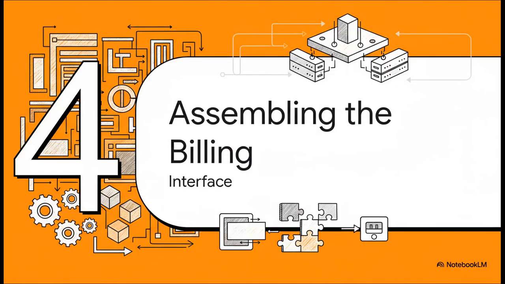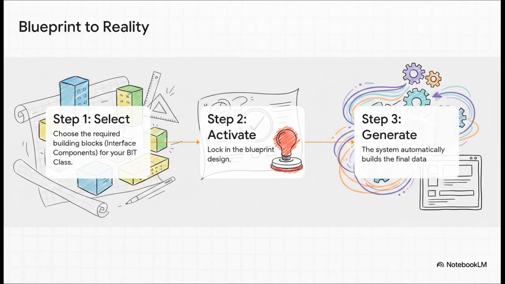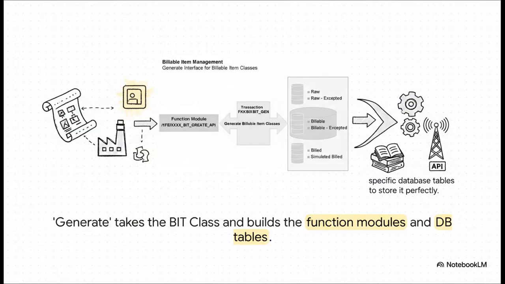Okay, so we've got our custom blueprints and our library of standard building blocks. Let's see how they actually come together to create a real working data interface. The process is wonderfully straightforward. First, you put on your architect's hat and select your interface components, your building blocks. Second, you activate the configuration, which is kind of like getting the final stamp of approval on your blueprint. And finally, you tell the system to generate the interface. And that generate step? That's where the magic happens. This diagram shows how a single transaction takes your abstract design, your blueprint, and automatically constructs all the technical stuff you need. It builds the API to receive the data and the specific database tables to store it perfectly, all based on the components you picked.